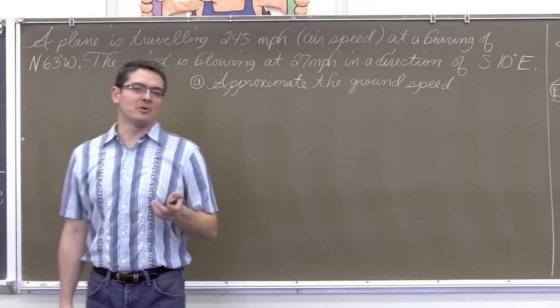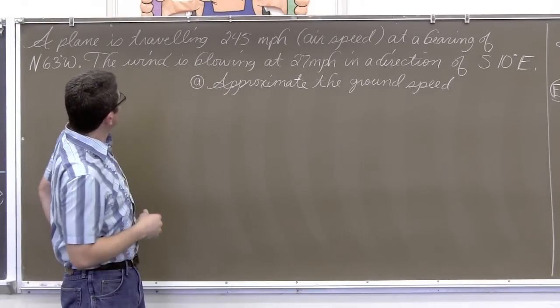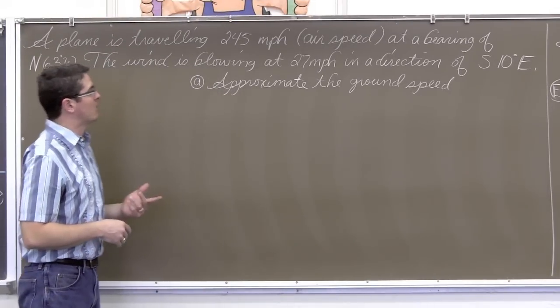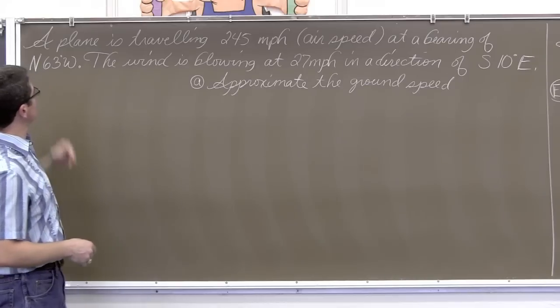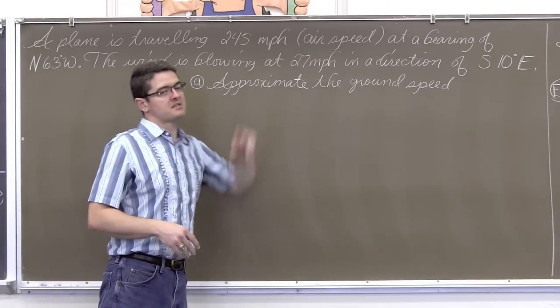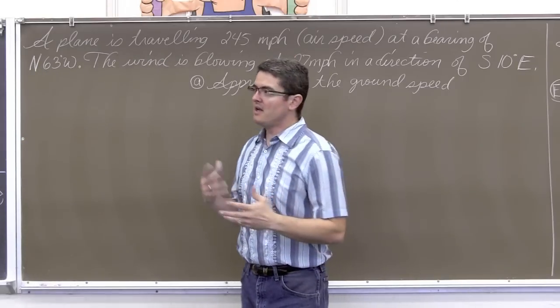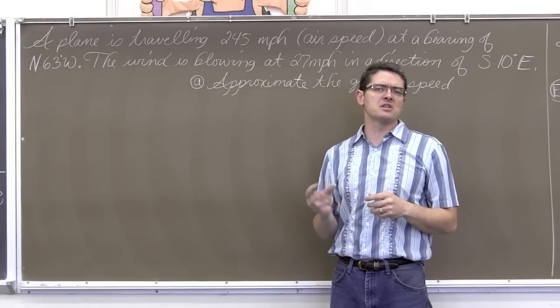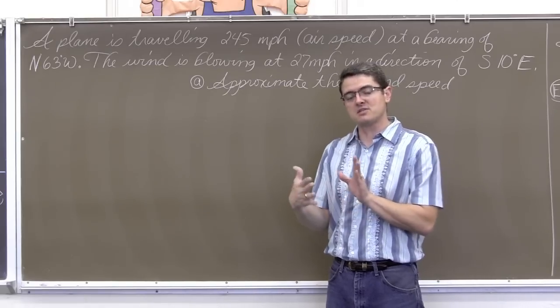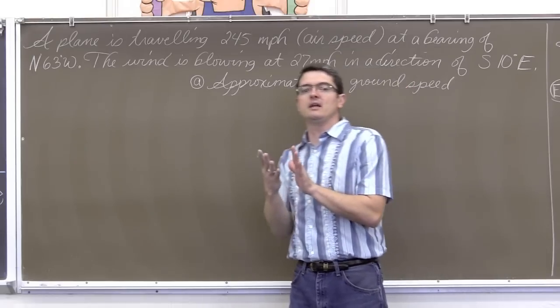Now for this last example, a plane is traveling 245 miles an hour, that's airspeed, at a bearing of north 63 degrees west. Now the reason why I say this is airspeed, because we're going to have a second force happening, which is wind. Now if you're flying into the wind, your airspeed is going to be faster than your ground speed, because you're flying against the wind.